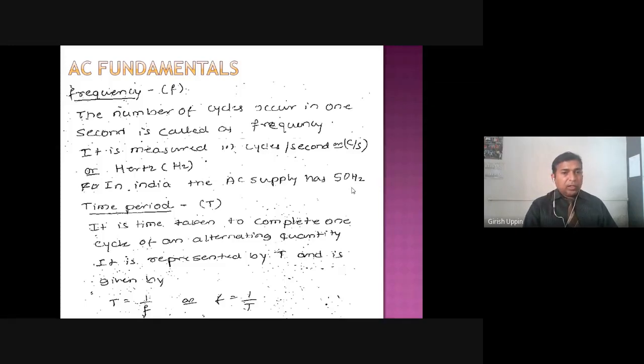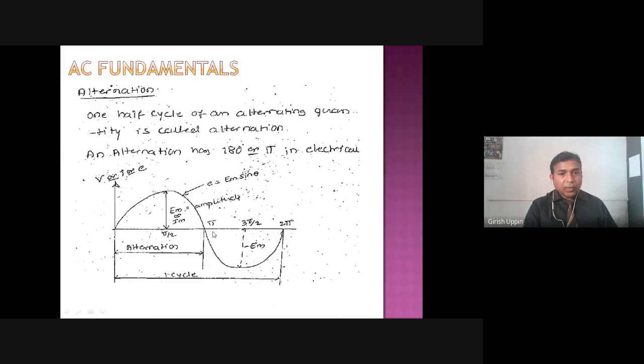Time period T is the time taken to complete one cycle of an alternating quantity, and it is represented by capital T. The time period T is equal to 1 by f, or frequency is equal to 1 by T. This is the relation between the time period and the frequency. And alternation: what is the alternation? Alternation is the time taken by the alternating quantity to complete half cycle. Therefore alternation is T by 2.